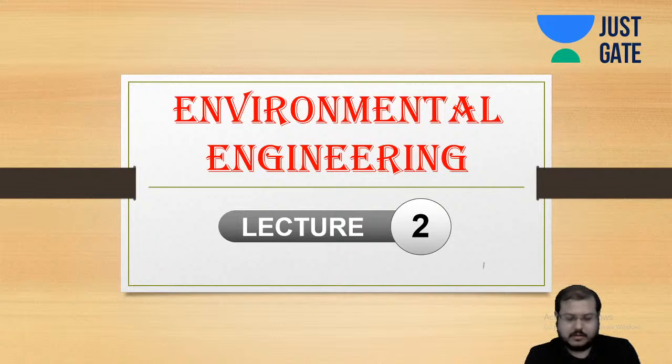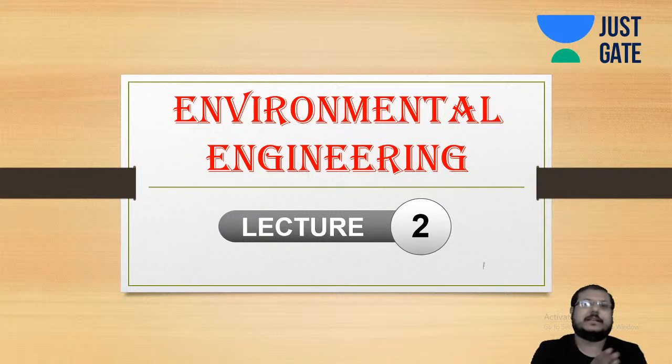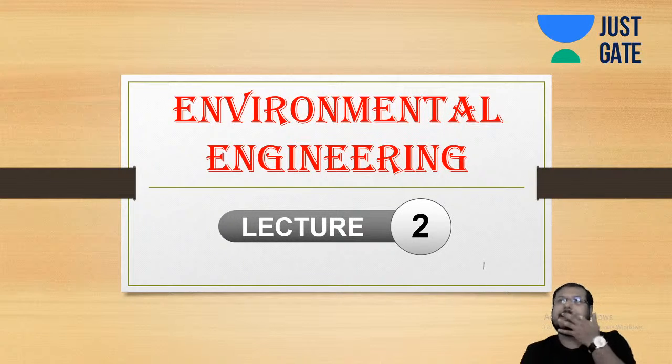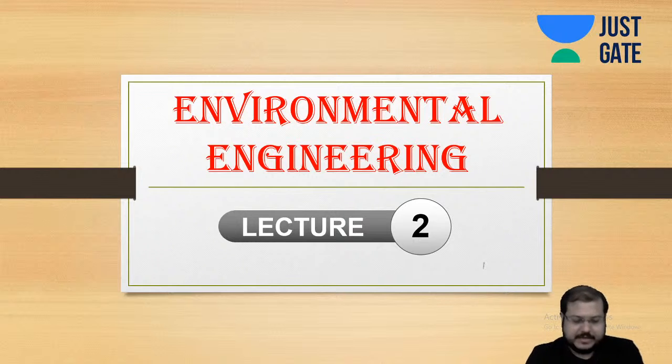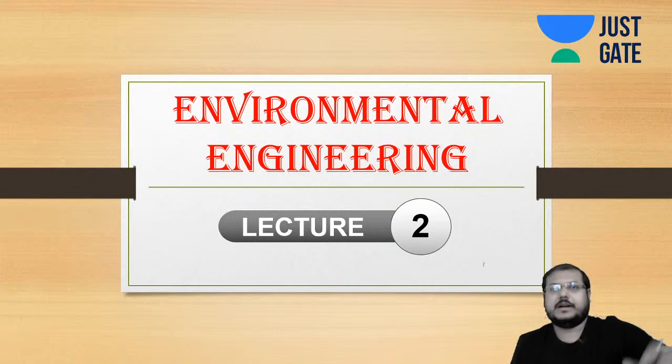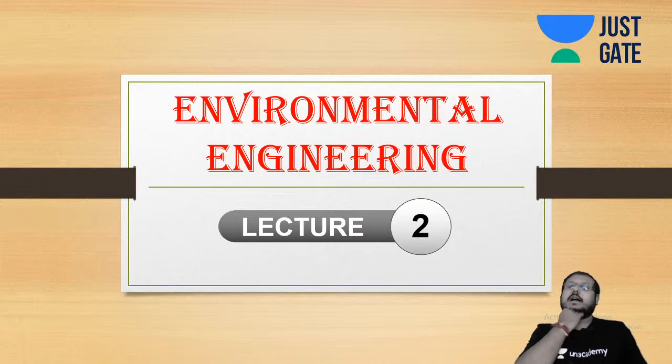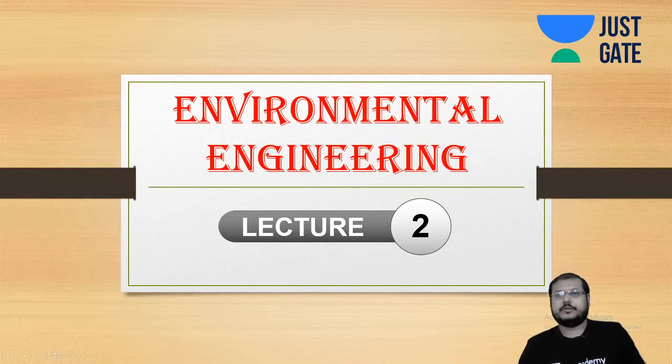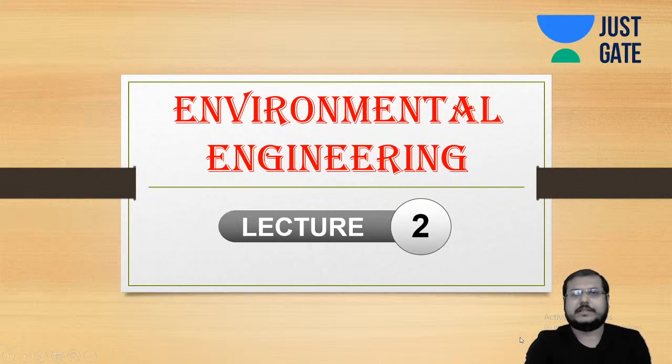When we started discussing environmental engineering, I asked what is the object of environmental engineering, what are the parts. And the first chapter has two segments: one is water demand and the second is population forecasting. In yesterday's class we discussed the water demand segment, and today we are going to discuss population forecasting.